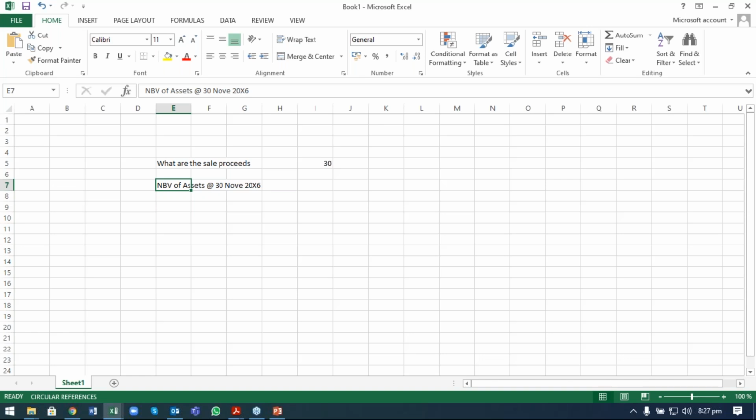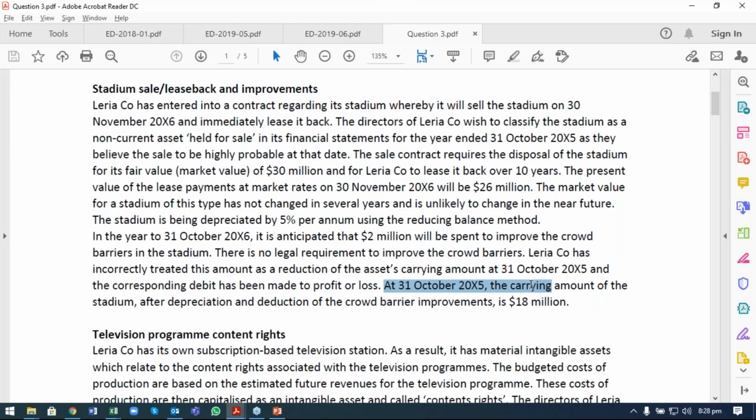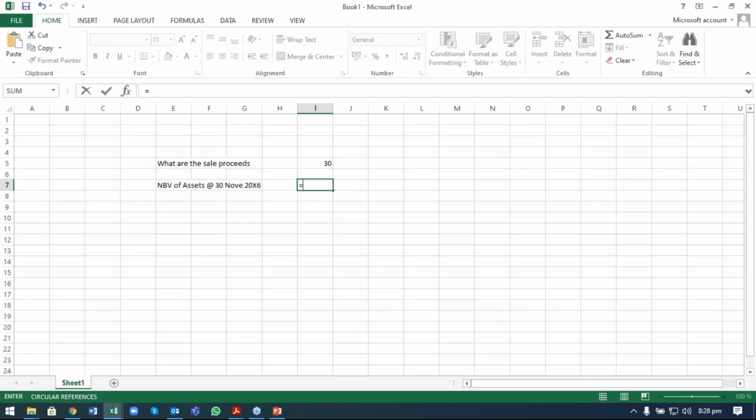The control of the asset, the rights of ownership of the asset, would be transferred to the other company on this date, not right now. So what would be the net book value? Right now, the examiner has provided you that at 31st of October 20x5 the carrying value of the stadium after depreciation and deduction of the crowd barrier improvements was 18 million. So right now 18 million is the value, right?